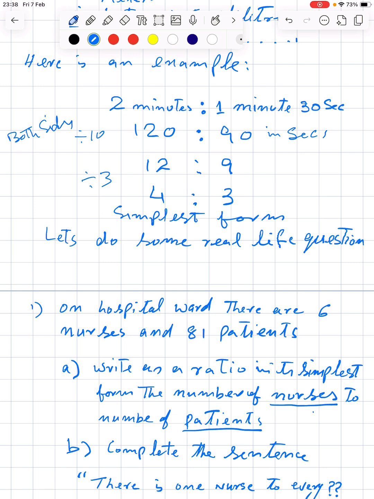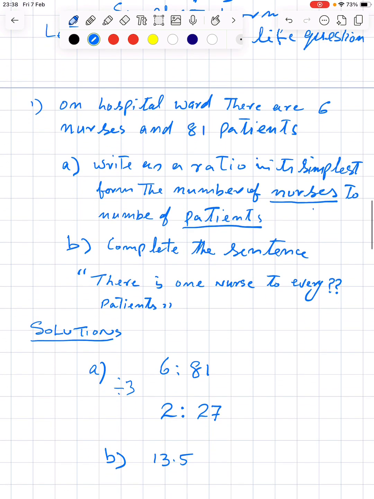Let's do some real life questions. On a hospital ward, there are 6 nurses and 81 patients. Write as a ratio in its simplest form the number of nurses to number of patients. And the second question is complete the sentence. There is 1 nurse to every blank patients.